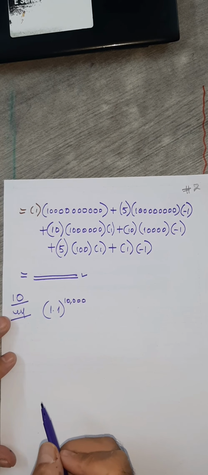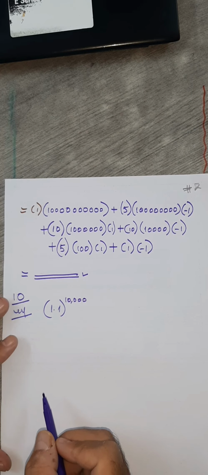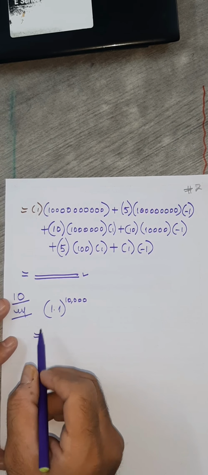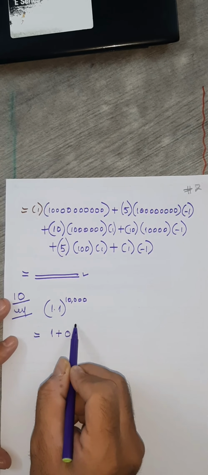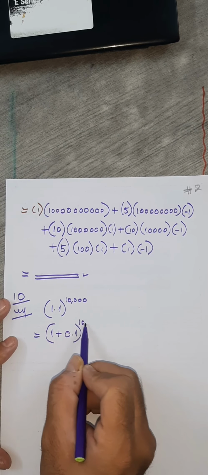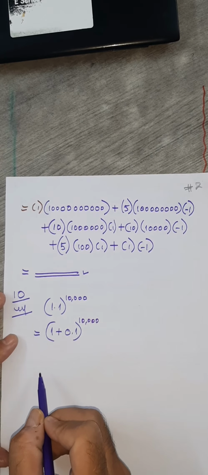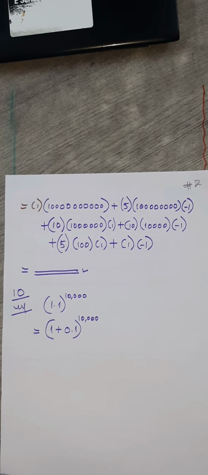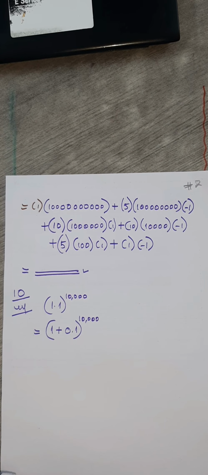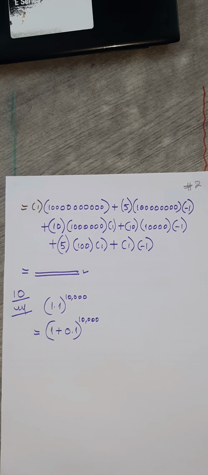Or just 1000, which is larger of these two. So we just expand. We'll realize immediately. This is 1 plus 0.1 raised to 10,000. Right? 1.1, you can write 1 plus 0.1 raised to 10,000. Now what we do? We just expand it by binomial theorem.